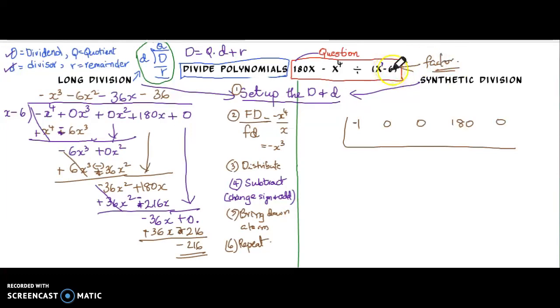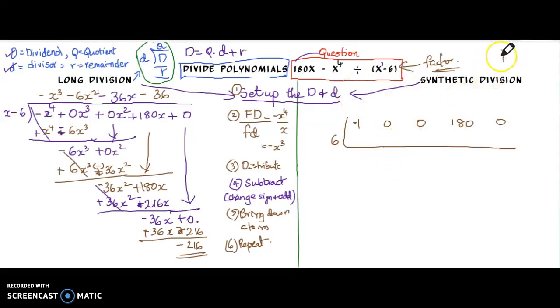So we know that if negative 6 is a factor, the solution is going to be positive 6. So that's the one thing you have to remember. You have to put positive 6 here on the side. Whatever is coming here, the opposite of that comes over there. So if this was positive 6, this would be negative 6. So that's one thing you have to remember in synthetic division: use the opposite sign.